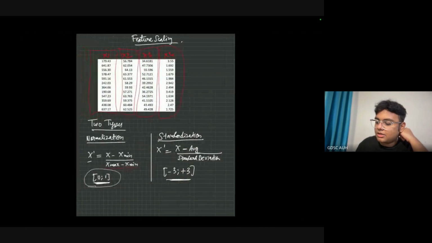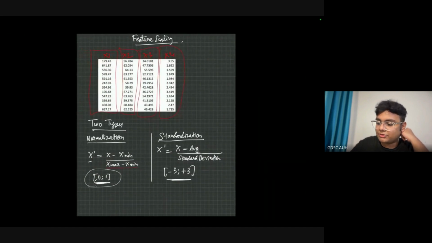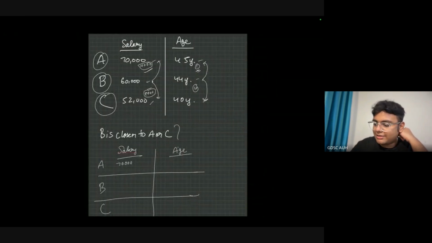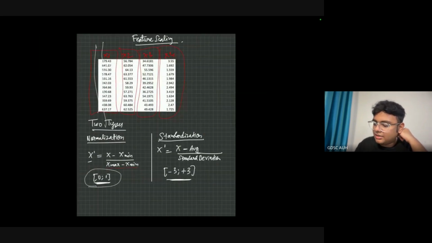Okay, let's come to x min. In this column, remember, feature scaling is done through columns, not across columns, but vertically. So here, what's the minimum value? The minimum value is 52,000, divided by x max.